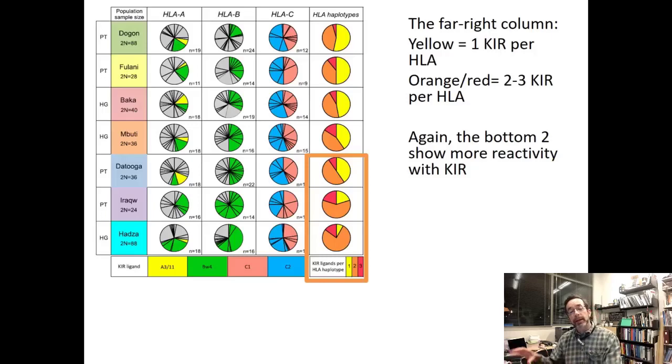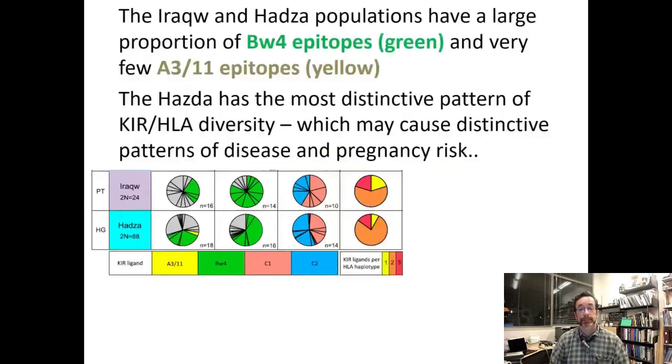Going along with that, you have more of the BW4 epitope and less of the A3 epitope. We don't know exactly what that means, but it's a pattern that shows that there may be disease risks that are unique to these particular populations. So this is what shows that exactly. The B4 epitopes are in green, the A epitopes are in yellow. You have more green for these 2 populations, and you also have more KIR ligands per HLA haplotype.